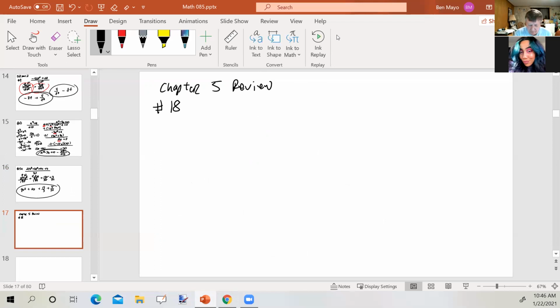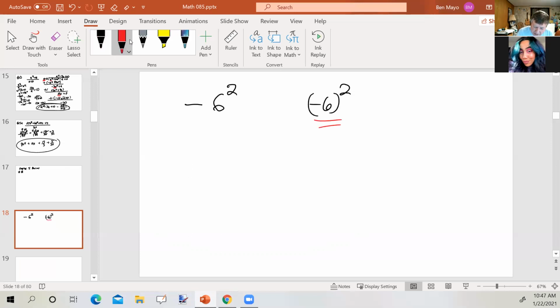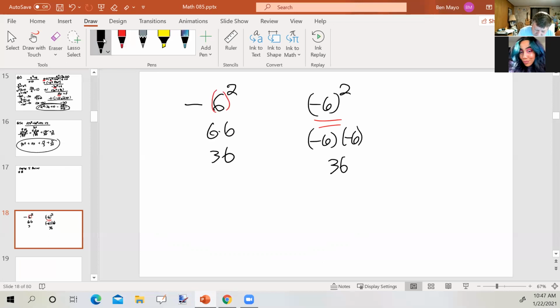Before we do this problem, I want to look at a different problem for a minute. Suppose you had -6 squared as opposed to -6 squared. Okay, the one on the right, the base is -6. So this would be -6 times -6, which is a positive 36. The one on the left, the base is just the 6. So that's 6 times 6, which is 36. And then you'd bring down the subtraction or the negative sign. Okay, we need to understand that.